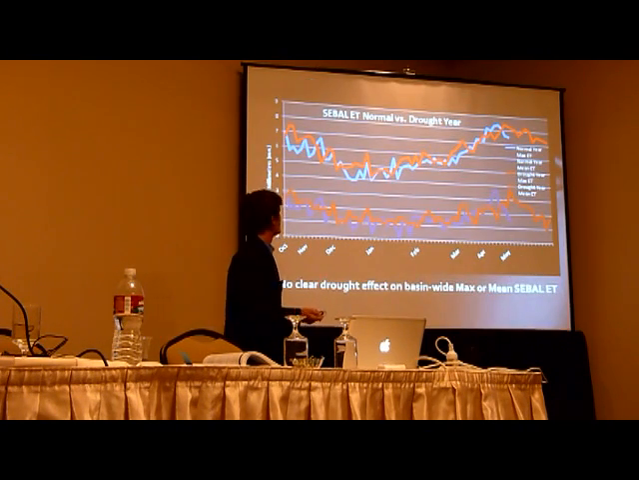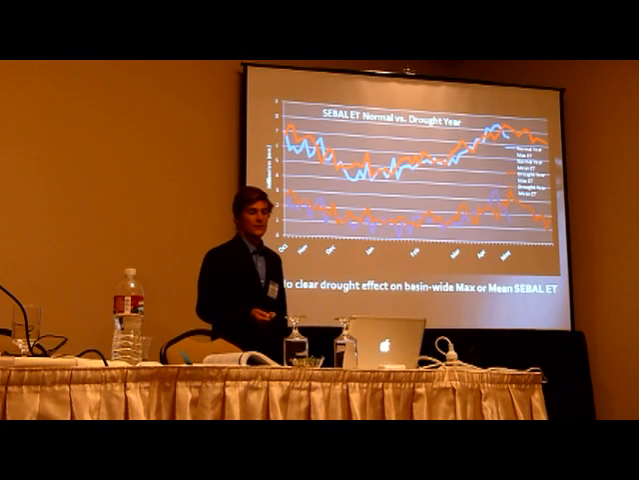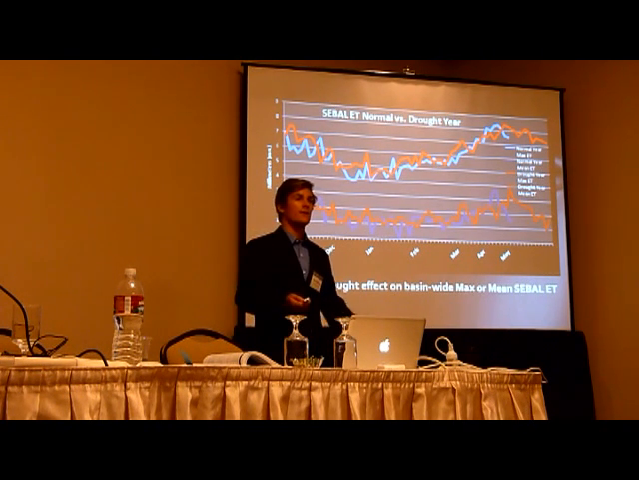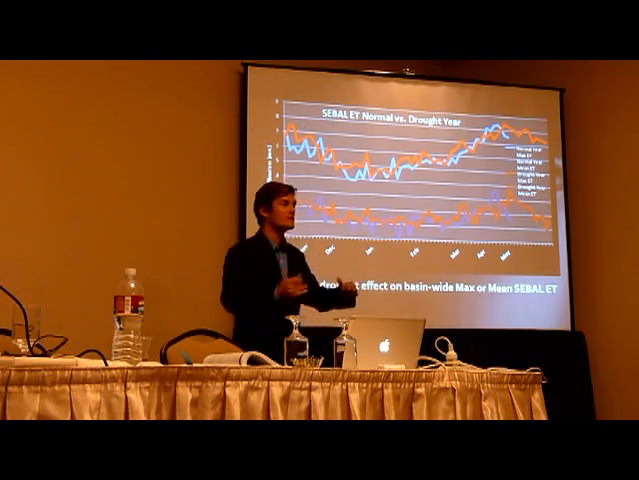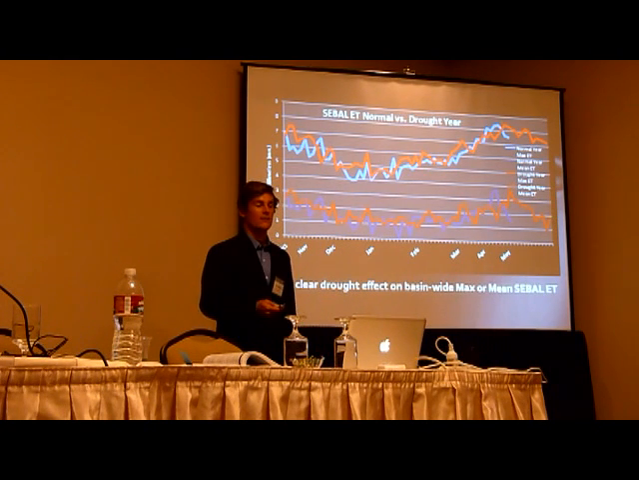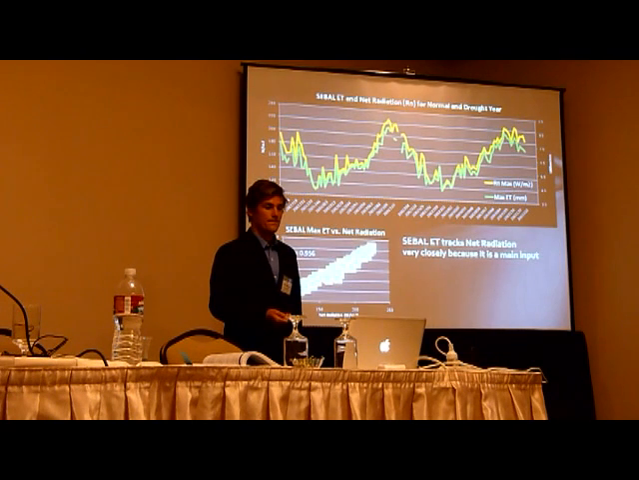And then the C-ball ET was pretty much the same, almost higher in the drought year, which was unexpected. I thought if you have a big drought, the whole basin should be slightly drier and not evaporate as much, but it wasn't the case. So I wanted to look at what was really driving the model. What is the main part of the model?